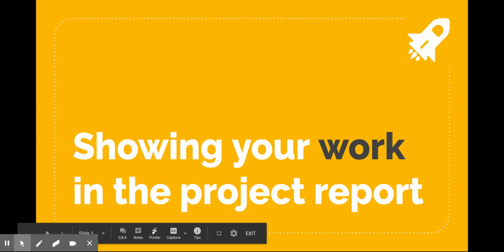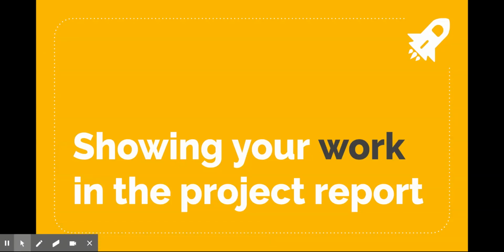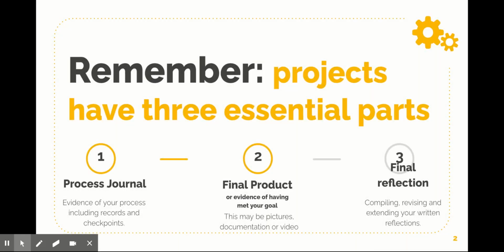In this presentation, we will be covering the process of showing your work in the personal project report. If you remember from our previous lesson, there are three essential components of the personal project: the process journal, the final product or evidence of having met your goal, and your final report, which tells the story of your process and expands on what you have learned along the way.